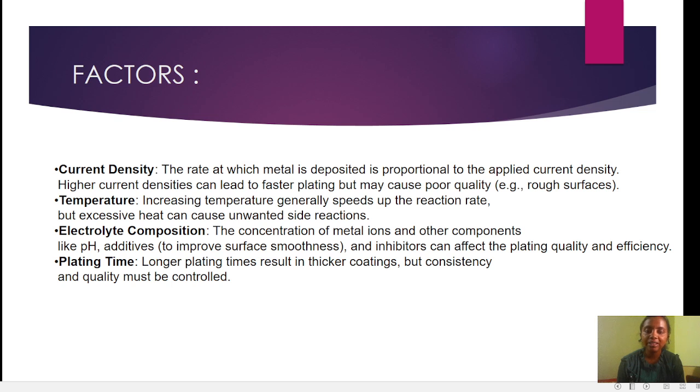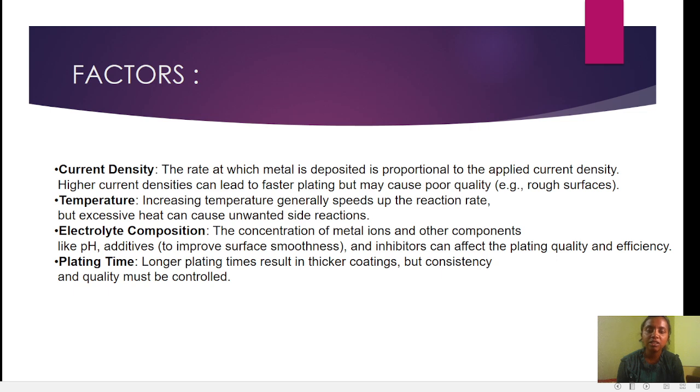Electrolyte composition. The concentration of metal ions and other components like pH, additives and inhibitors can affect the plating quality and efficiency. In the electrolyte composition, the pH needs to be maintained, and inhibitors and additives also need to be maintained.